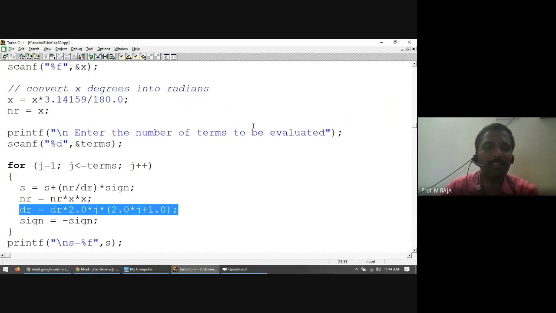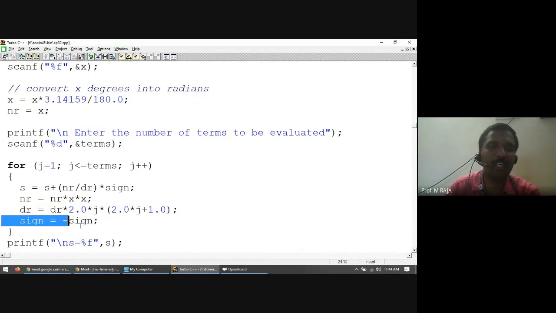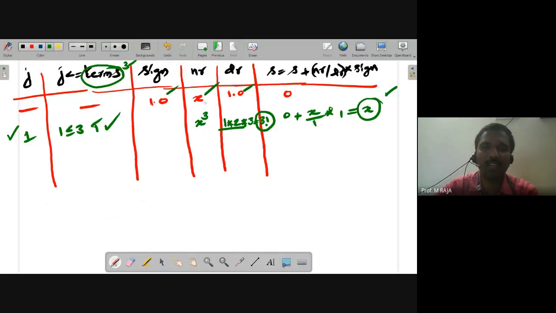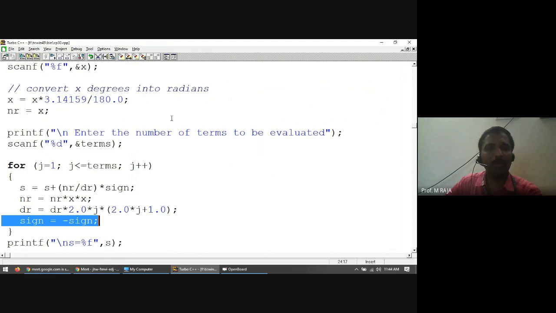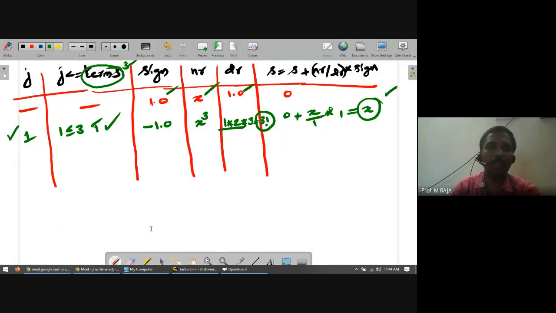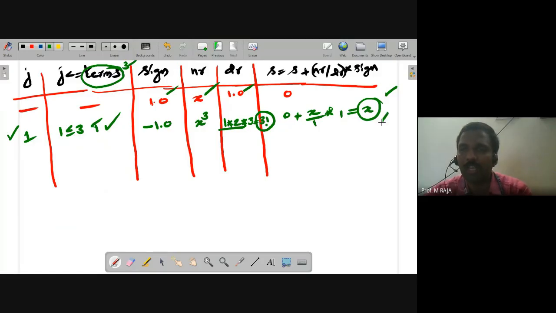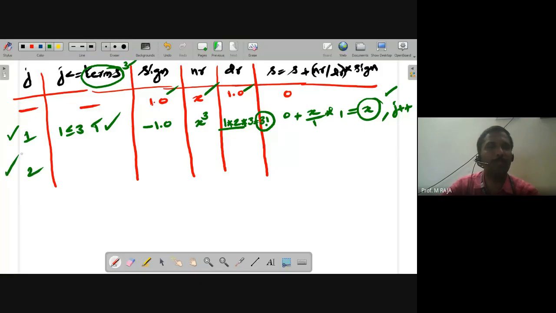Then updating the variable sign. Sign is updated to minus sign. So here the unary minus operator is employed. 1.0 becomes minus 1.0. This is the trace when j is equal to 1. Next, what happens? j is incremented by 1, j plus plus. Upon the execution of j plus plus, now the value of j is 2. This is the new value of j.